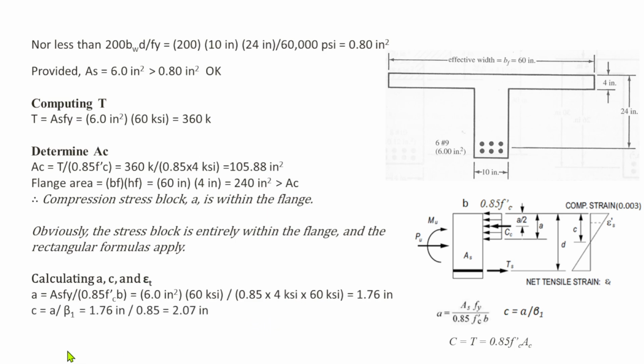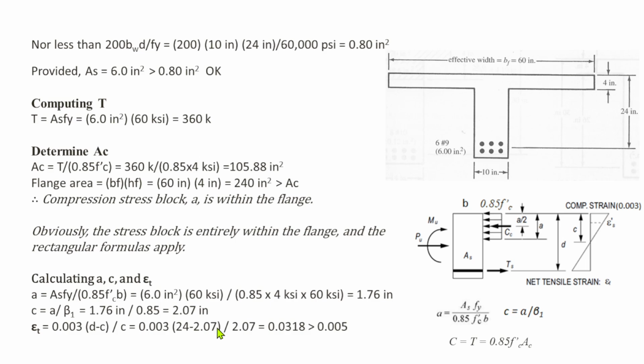Then we can calculate now the value of C, the location of the neutral axis. So the formula of value of C is equal to A divided by beta 1. Beta 1 value is 0.85 if the strength of concrete is less than or equal to 4 KSI. In our case, value of strength of concrete is 4,000, so we will use 0.85 for beta. That is as per the ACI code. So C value is equal to 2.07.